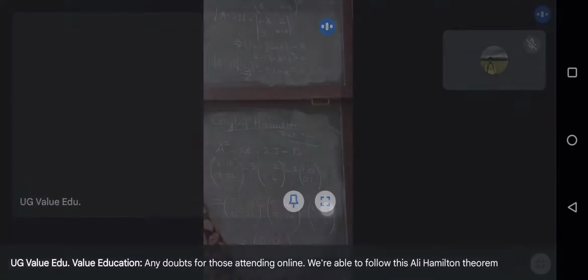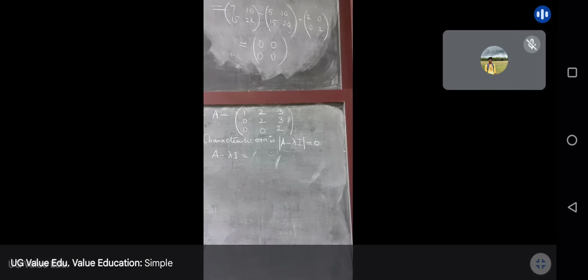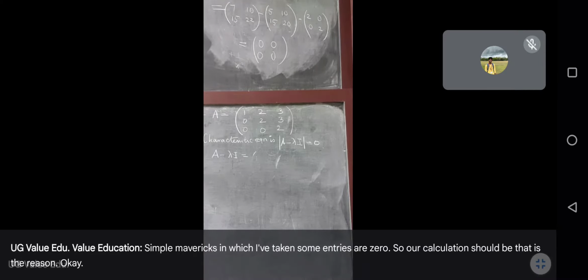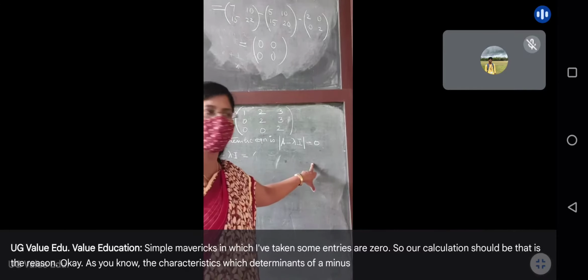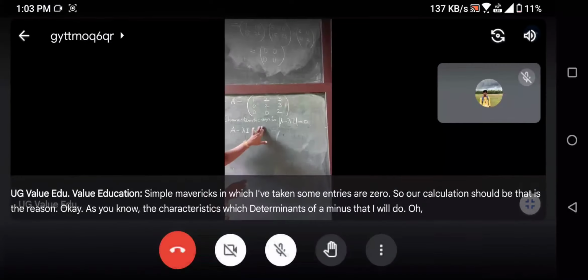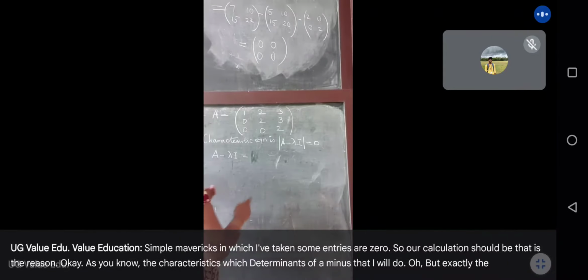Okay, so let us take the matrix 1, 2, 3, 0, 3, 0, 0, 2, 1, or whatever. Just some simple matrix in which I've taken some entries as zero, so our calculation would be easy. That is the reason. As you know, the characteristic equation is determinant of A minus lambda I equal to 0. So let's calculate the matrix A minus lambda I.